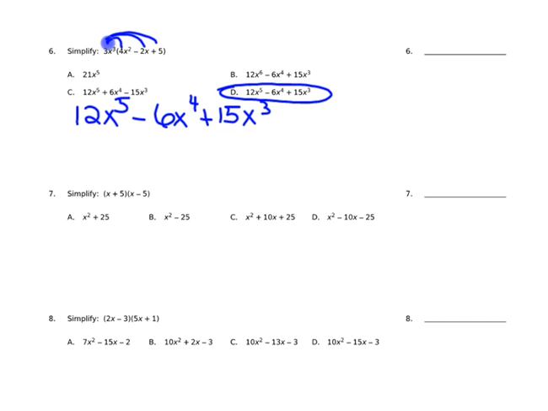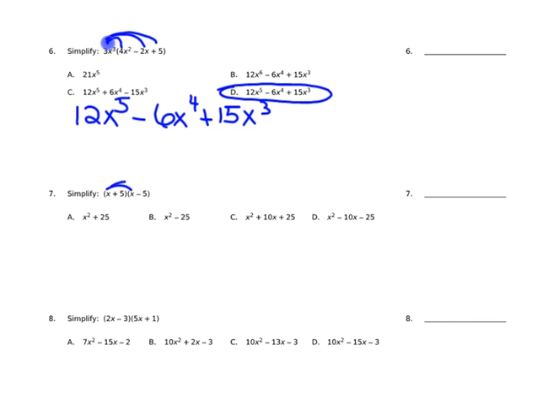15x cubed. You need to be careful because they're going to have the same numbers but opposite signs on a lot of these. So you have to make sure you're taking your time and doing your work and then picking the correct answer. Don't just be like, oh look, it has all the same numbers. Make sure you're paying close attention.